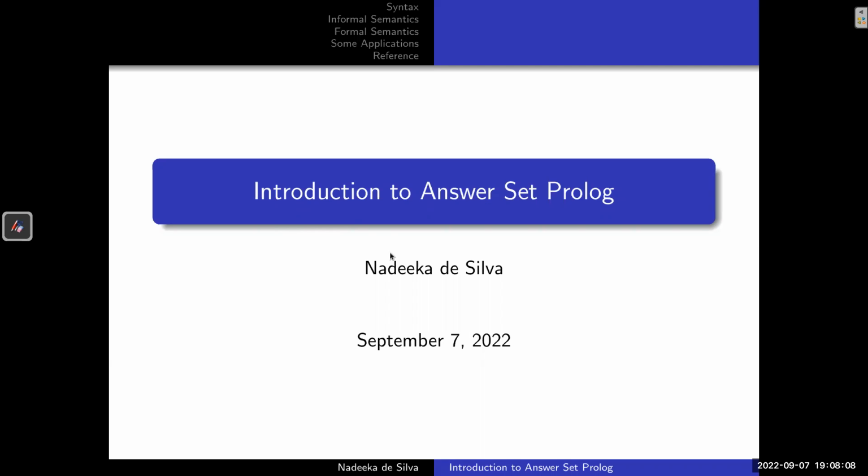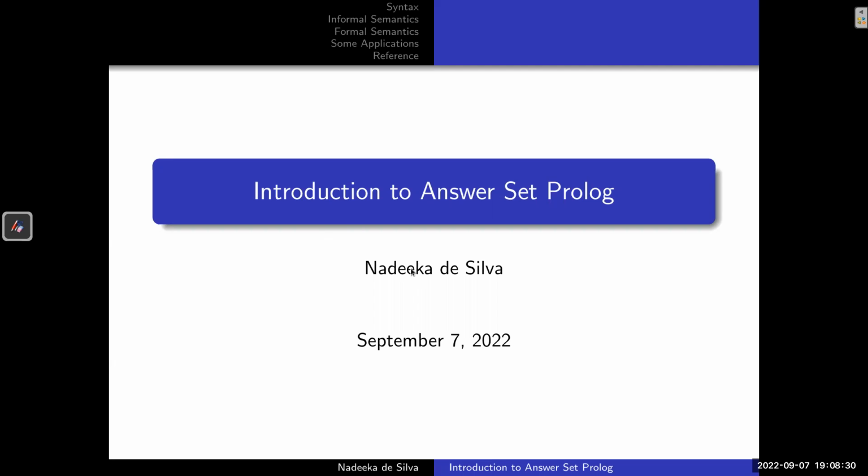Okay, so ASP is one language developed out of Prolog. Now it's a standalone language, and it has some problem-solving software like Clingo, DLV, and Spark.